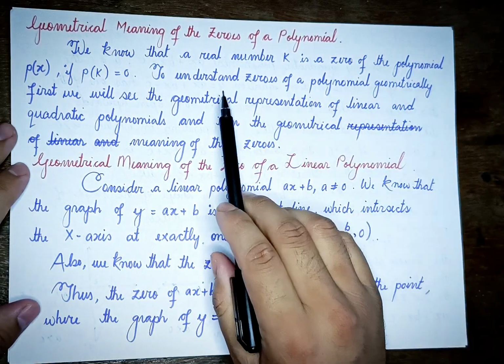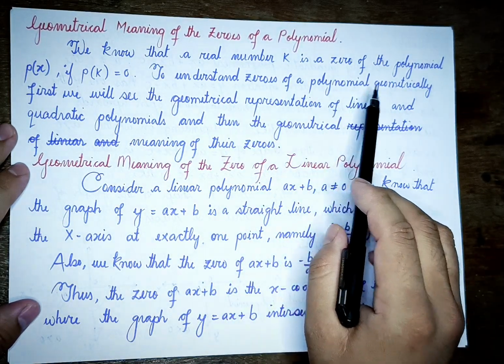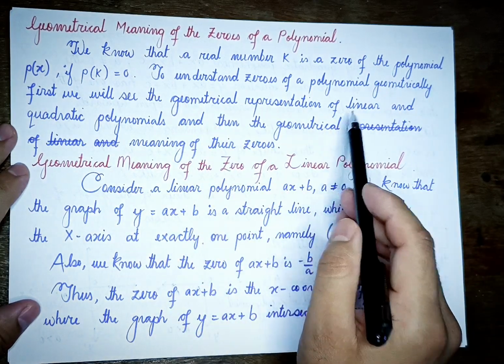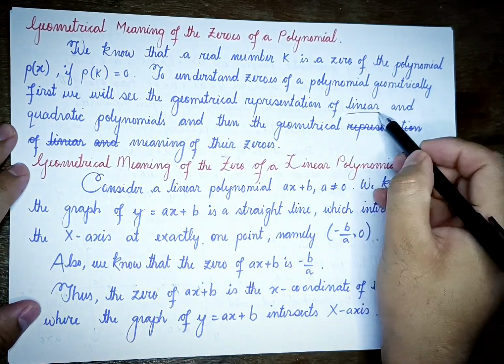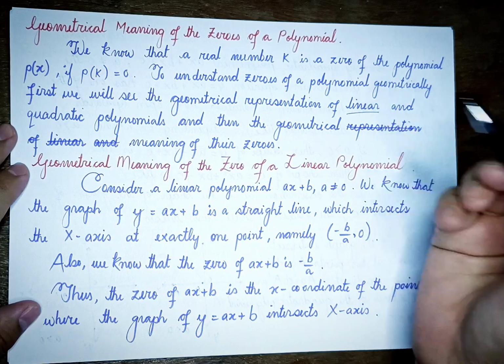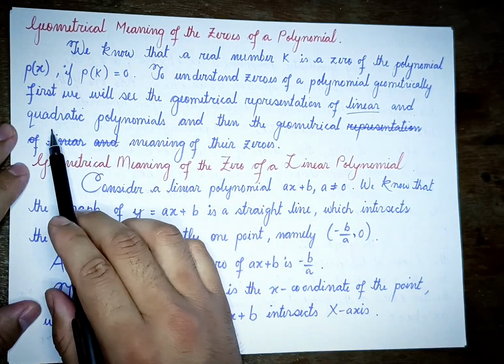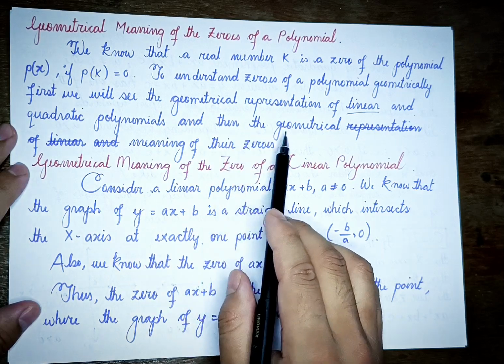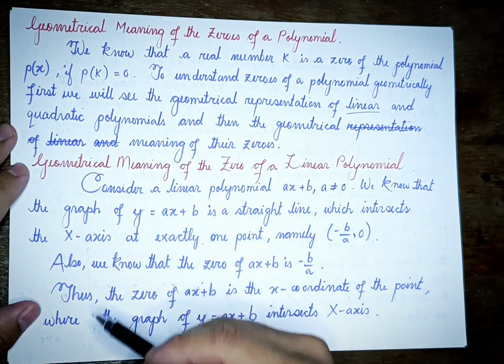To understand the zeros of the polynomial geometrically, first we will see the geometrical representations of linear polynomials. What do you mean by linear? Degree 1 is known as linear. We already studied it. And for quadratic, degree is 2. We will be seeing the geometrical meaning of their zeros here.